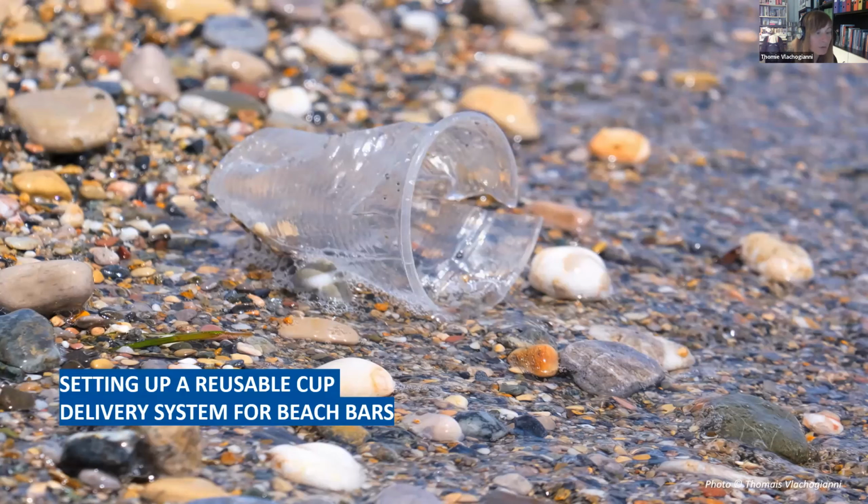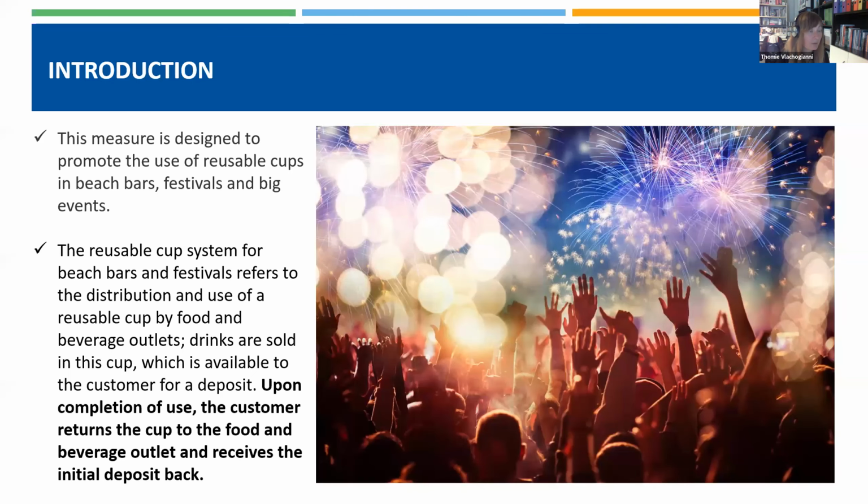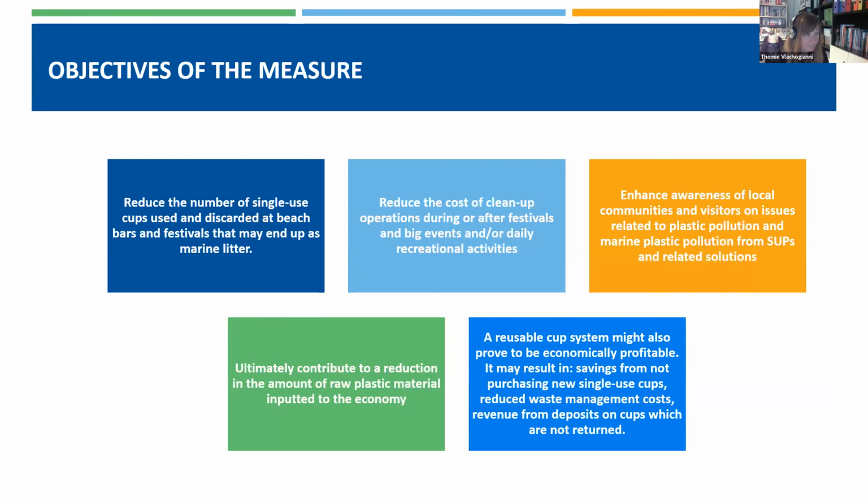And this was the source of inspiration for doing something similar in Spain, in the protected area of Del Tebre, where basically the idea was to promote the use of reusable cups in beach bars and festivals taking place on the coast within the protected area. The overall idea was to distribute and use a reusable cup, and the businesses would sell drinks in this cup, and then the customer would have to give a deposit. And once the use of the cup was completed, the customer would go back to the business and receive the initial deposit back. It sounds simple, but it was not, of course. Nothing is so simple. And then later on, you will also hear from Gloria a very interesting story of another similar measure that they tried to implement.